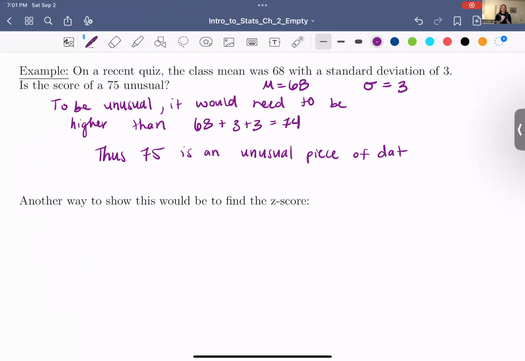I didn't do the subtraction, but if it had been a small piece of data, we would have said 68 minus 3 minus 3. So 68 minus 3 is 65, minus another 3, we're down to 62. So 61 would also be an unusual piece of data.